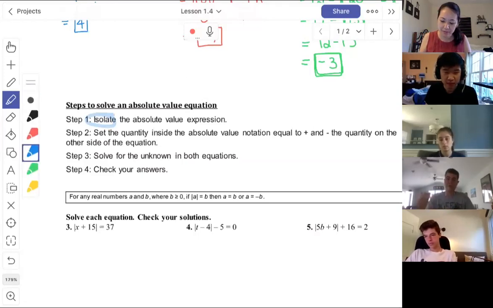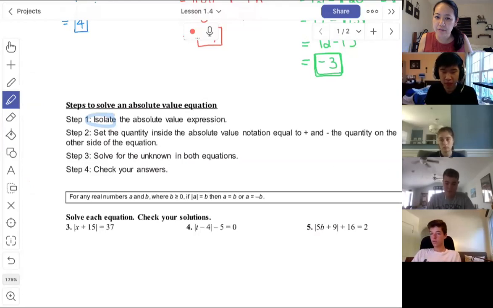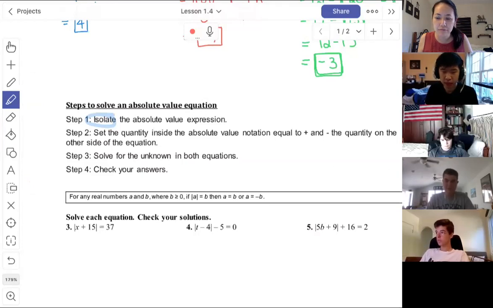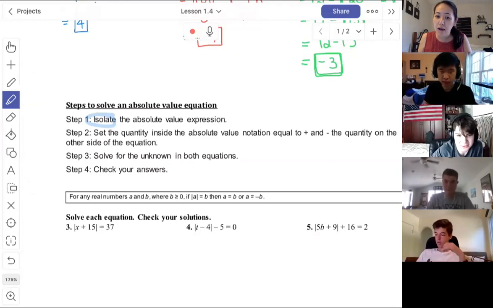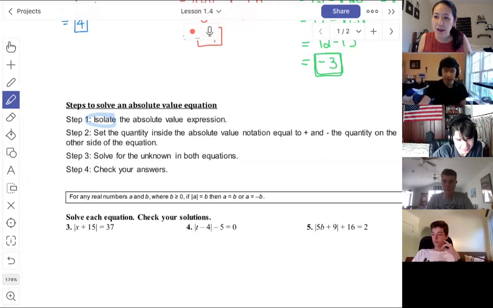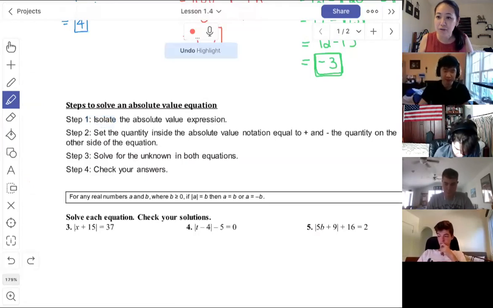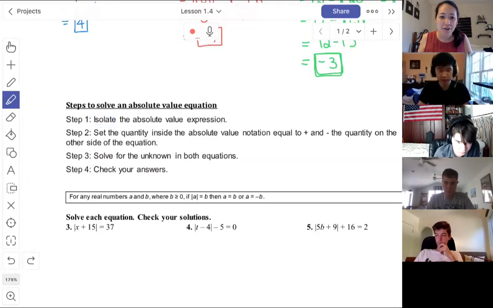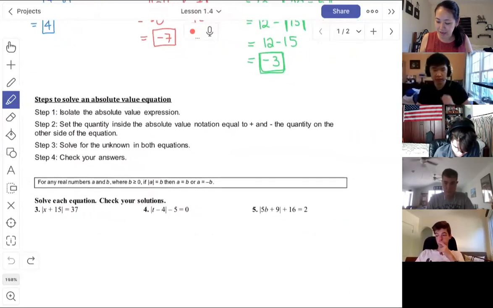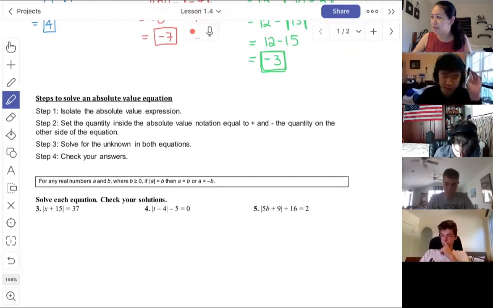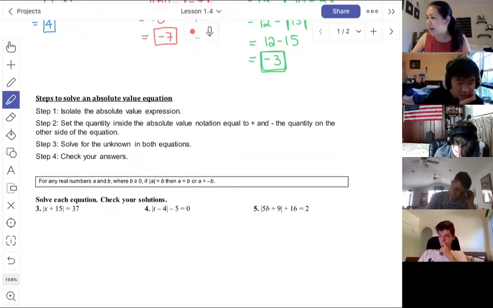I don't have that on my page. What do you see? I don't either. It's not there. We just go right down to solve each equation, check for solution. Oh, no way. Well, you can either take a screenshot of those directions right now, or write it down. I don't know why that happened. That's weird. Let me see what happened.